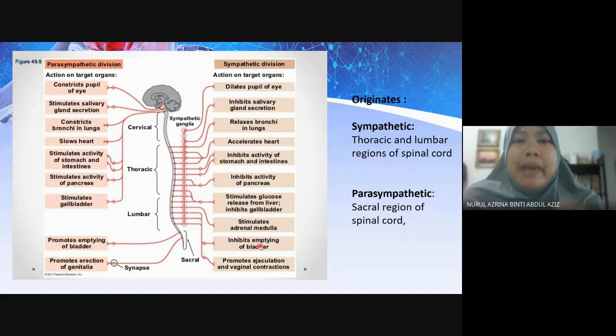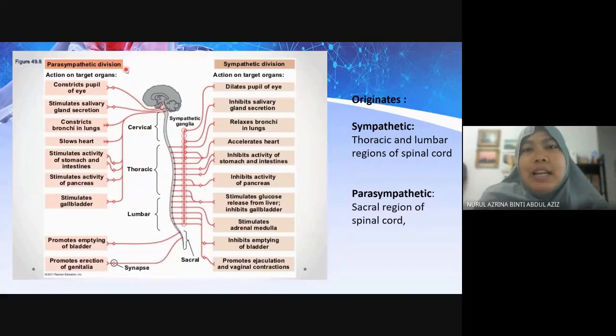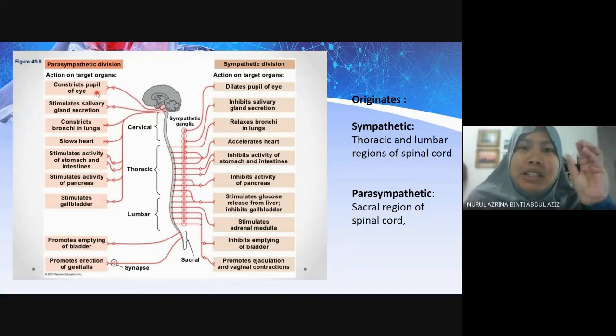But of course, it depends on the situation. What are your situation in that particular moment? But when parasympathetic division is activated, contoh masa tu you baru lepas makan, dah lepas solat, dah kenyang, apa jadi kat kita? Parasympathetic division will be activated. It constricts your pupil. So mata pun akan mula ngantuk, layu, right?